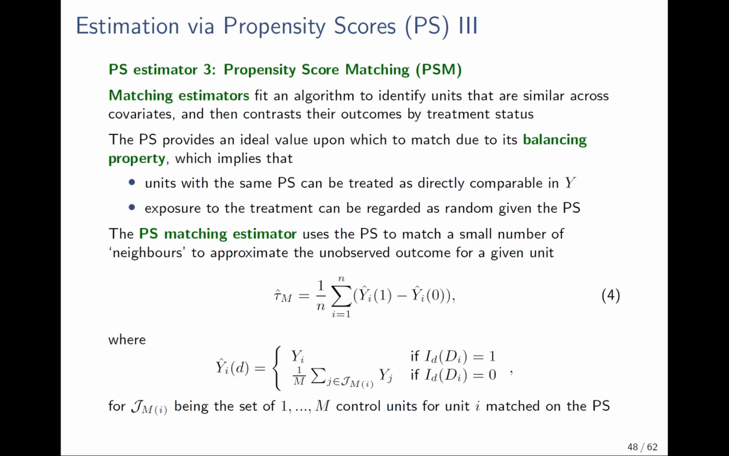And the matching estimator is really as simple as that. It uses the propensity score to match a small number of neighbours to approximate the unobserved outcome for a given unit.